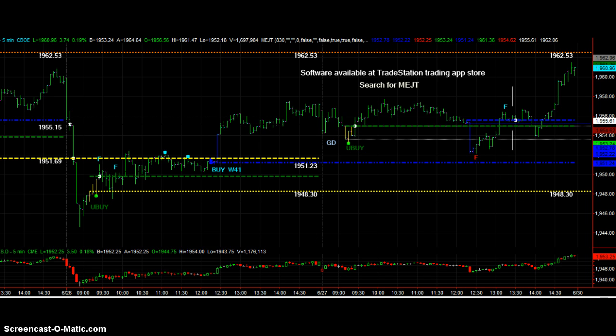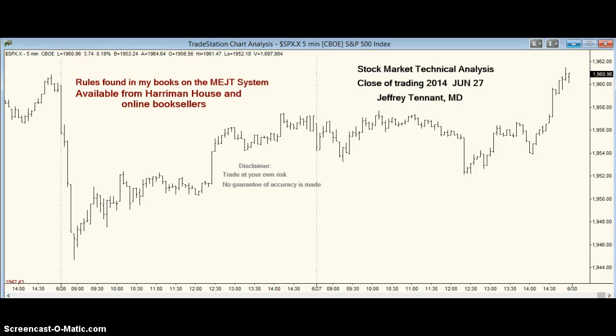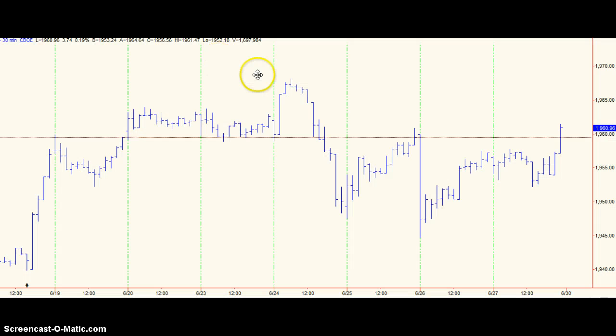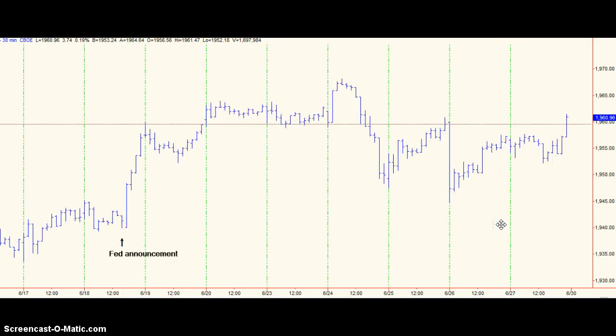Let's look at some other stuff not related to the mejt system. Let's start out with a smaller time frame and work our way up. This is a 30-minute chart. To me, the down moves are impulsive and tell us the direction of the next move, and the up moves are slower, overlapping, and corrective. If all goes according to plan, we should undercut the point of the Fed announcement by at least as much as we traded over it, and that gives us a target of about 1910.